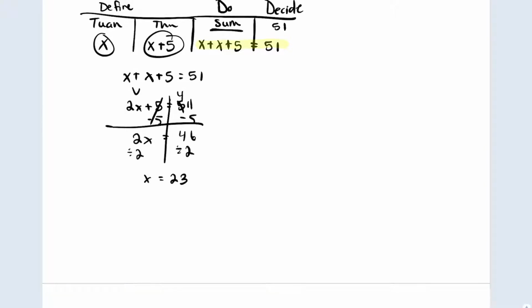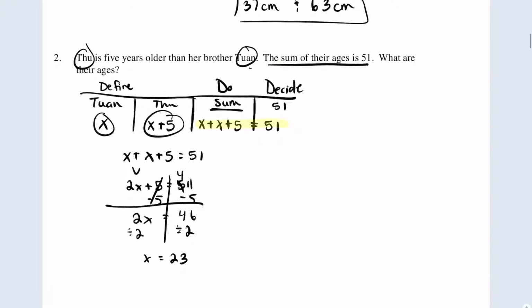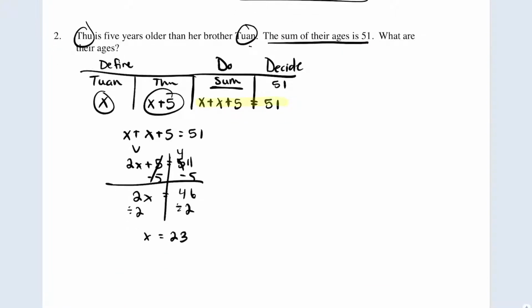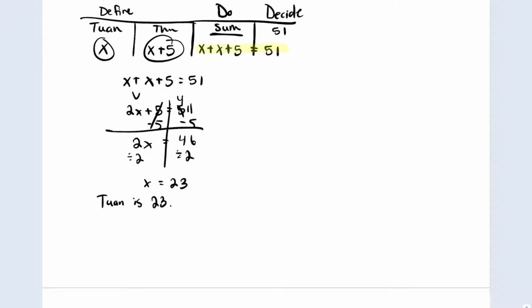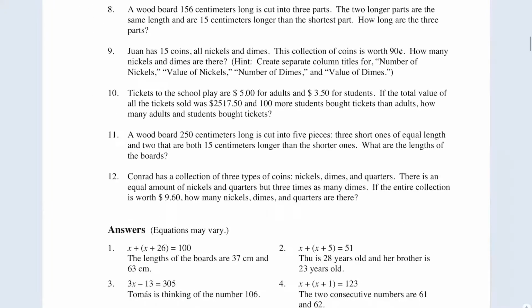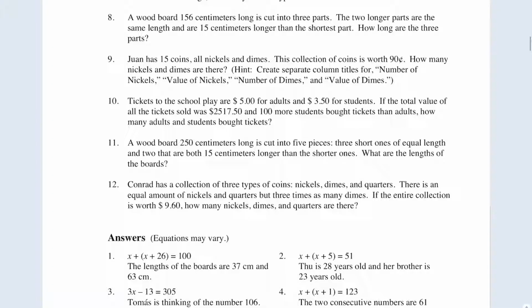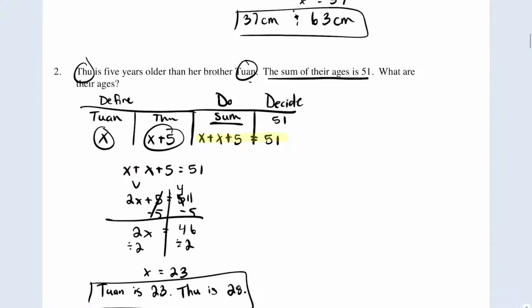So I need us to ask ourselves, are we finished with the problem here? What is the question asking us? What are their ages? So x equals 23. Whose age is this? Well, x is Tuan's age, so Tuan is 23. And then we also need to find out Tu's age. Tu is 23 plus 5, which is 28. And there we go. How did we do? 28 and 23. Excellent. All right, let's keep going.